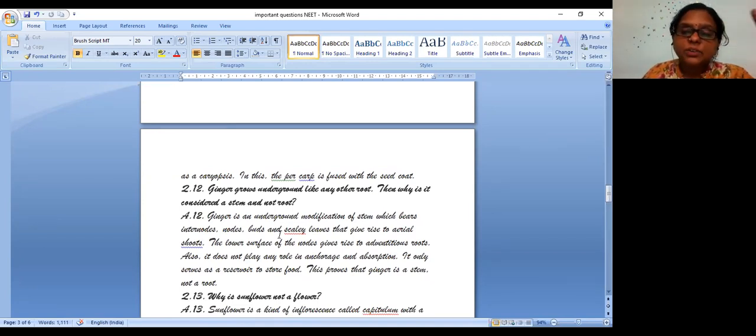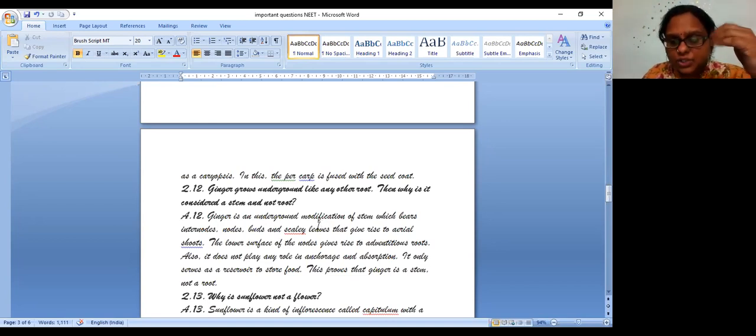If it is a root, then it will not have any leaves, nodes, internodes, all those things, right? So ginger is an underground modification of the stem which bears internodes, nodes, buds and leaves that give rise to aerial shoots. The lower surface of the nodes gives rise to adventitious roots. Also, it does not play any role in the anchorage and absorption.